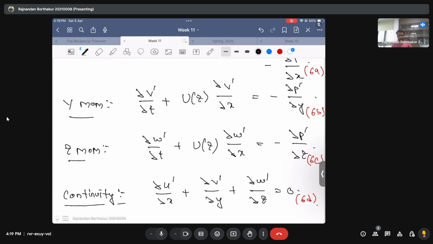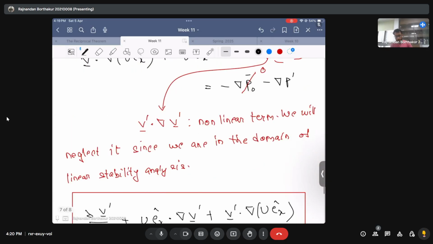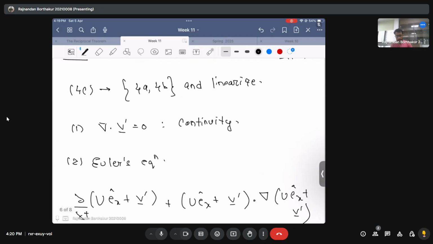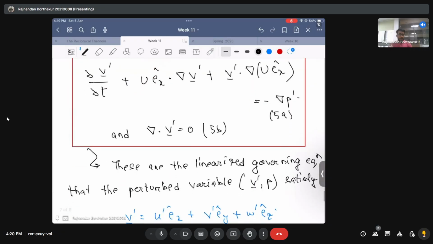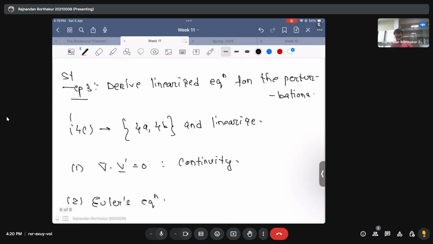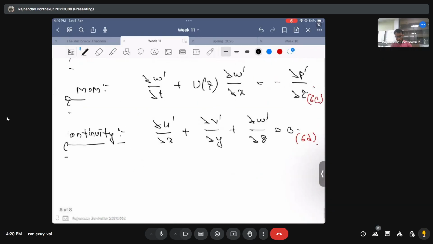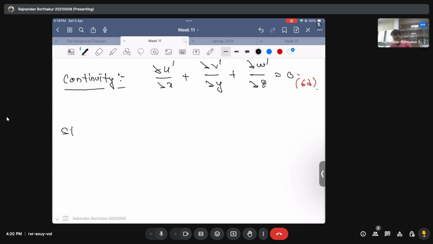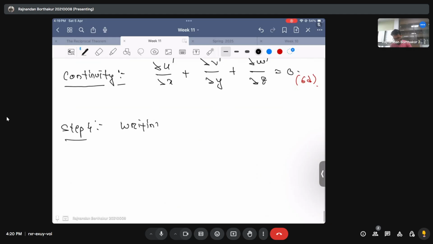All right. If no questions, the next step is one of the most important steps of stability analysis. This is known as decomposing your perturbed variables into normal modes. This is step 3, so the next step is step 4. Step 4 is writing your perturbations in terms of normal mode.